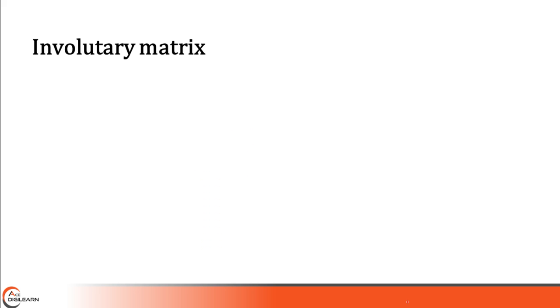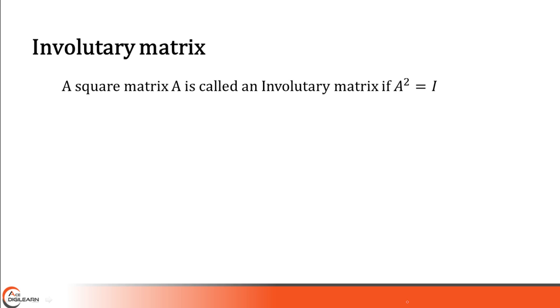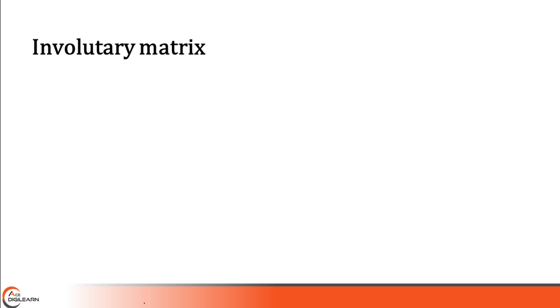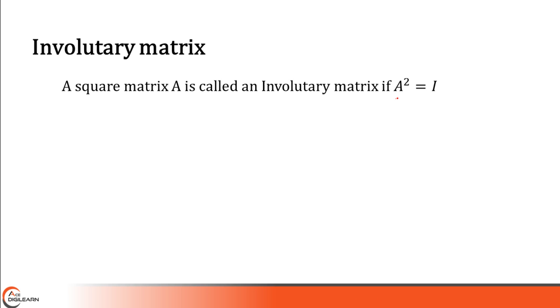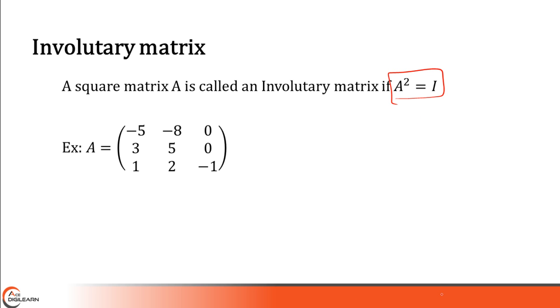Next type of matrix, involutory matrix. A square matrix A is said to be involutory if A square equals I, where I is an identity matrix. You can observe an example.